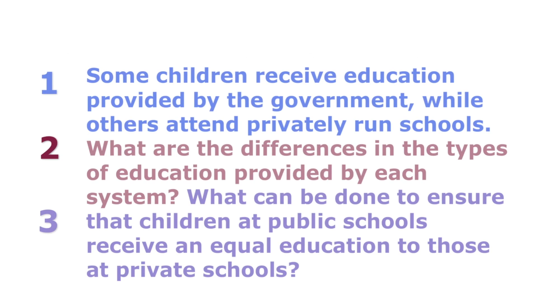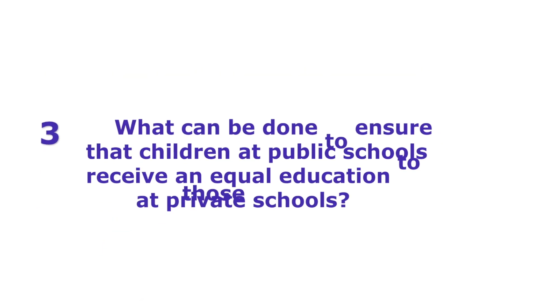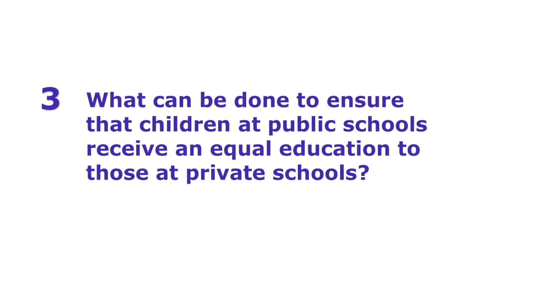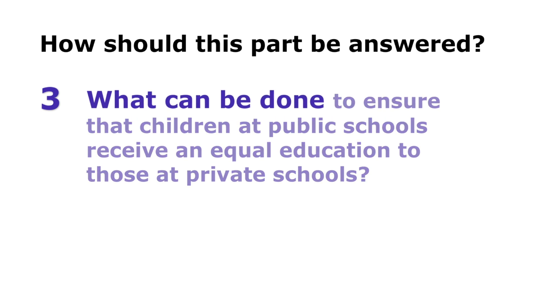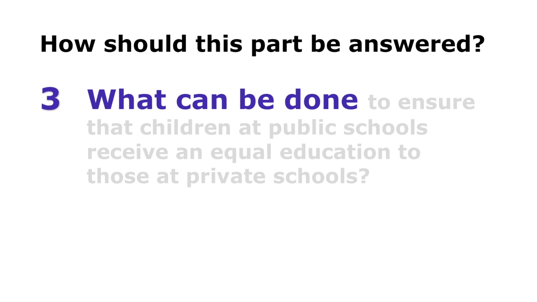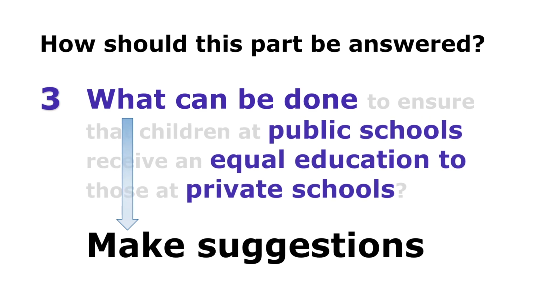Once we've done this, we can move to the third part of the task, which is another question. How should this part be answered? If we look carefully at this question, it says, "What can be done?" This is asking us to make suggestions. These suggestions should be ways that public education can be improved or made more equal to private education.